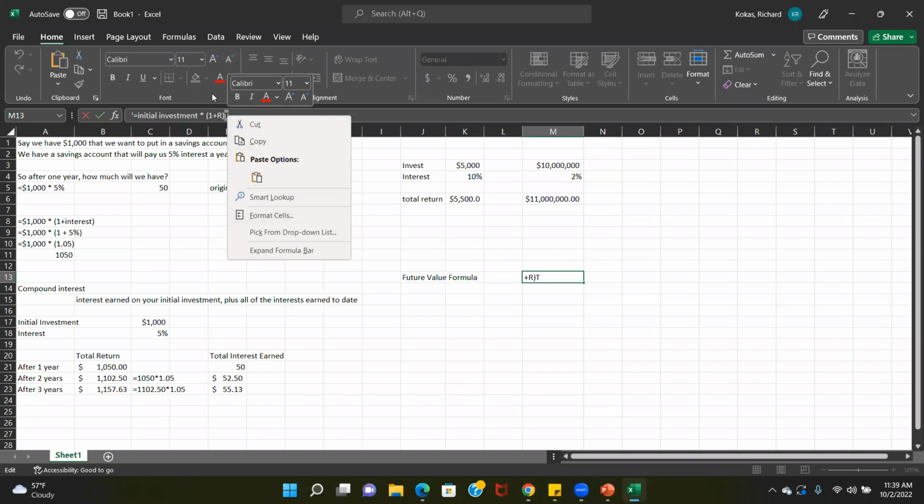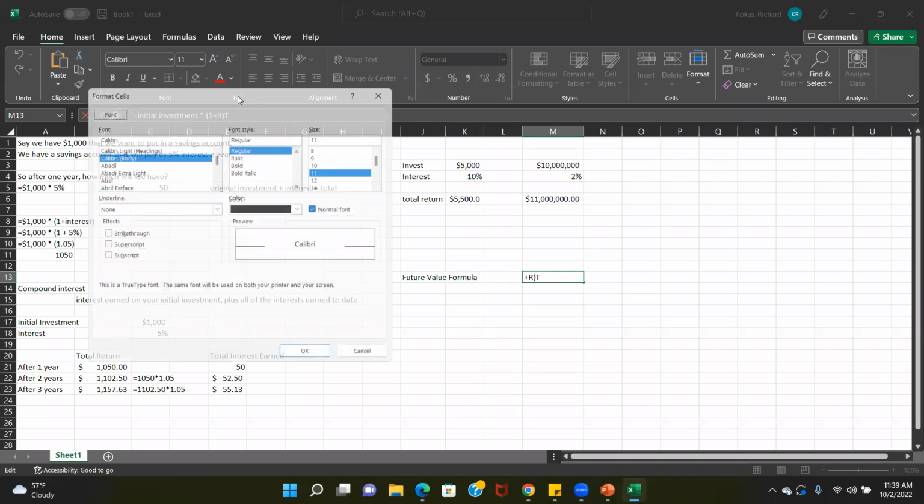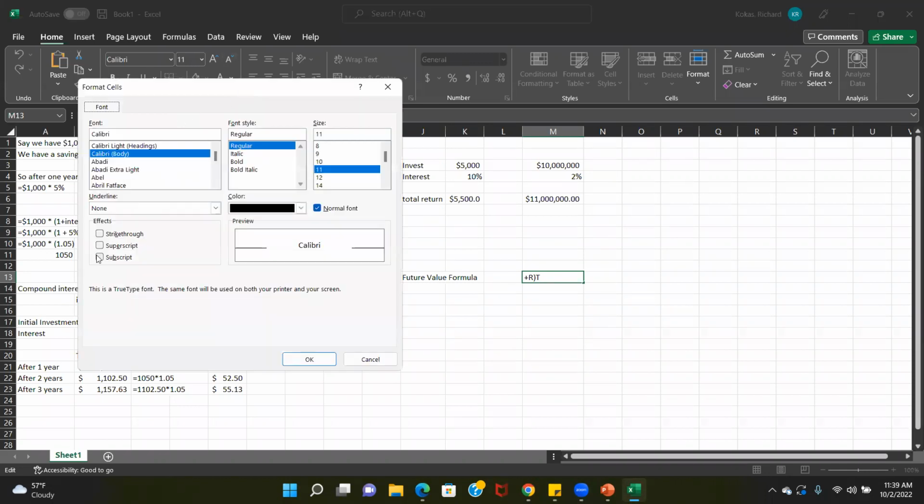Format cells. Let me just see this. Sorry, guys, bear with me. There we go, superscript.